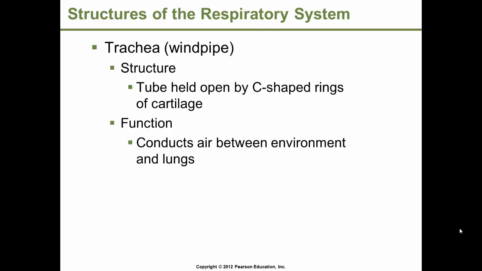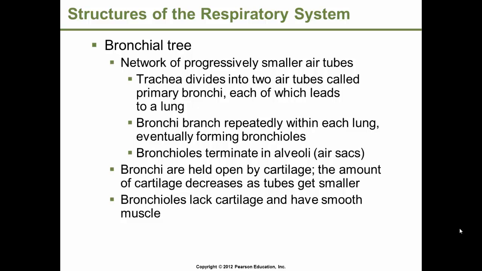Cartilage rings are necessary to prevent the airways from collapsing during each breath, when the rapid flow of air during breathing would collapse them. The bronchial tree is just a network of progressively smaller air tubes. The amount of cartilage within them varies with structure and diameter.